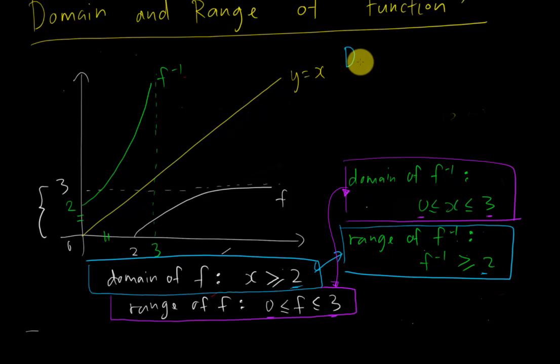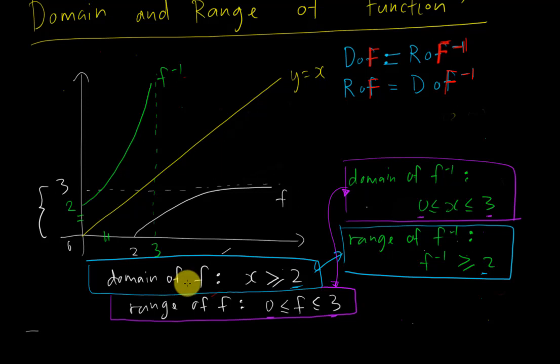So the domain of f, just short form, is basically equal to the range of f inverse. And the range of function f will equal the domain of f inverse. Maybe I use other colors to represent the f. So the domain of f basically will be the same as the range of f inverse, and the range of f will be the same as the domain of f inverse. So this is what I'm trying to mean.